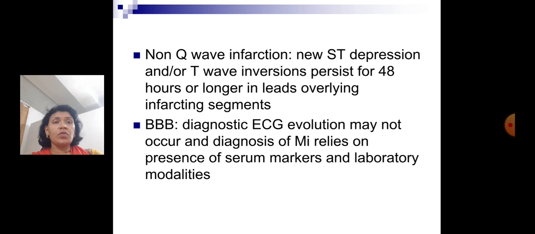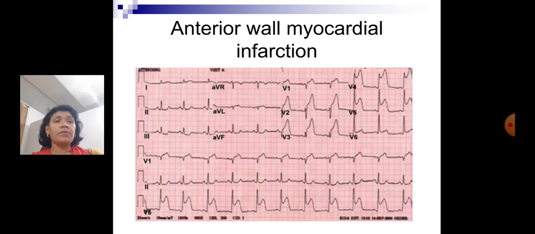This is non-Q wave infarction. Then bundle branch block: diagnostic ECG evaluation may not occur, and diagnosis of MI relies on presence of serum markers and lab modalities. In here, it is many times difficult to diagnose MI, but there are a few criteria we'll be discussing later. So here, serum biomarkers are very helpful.